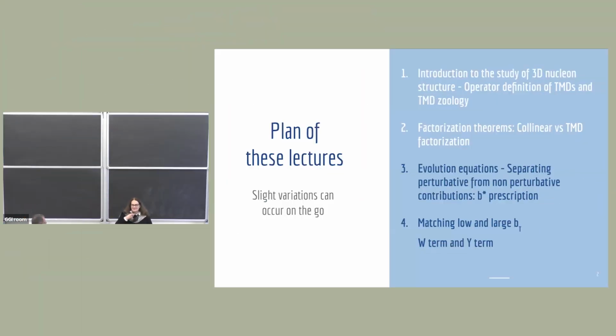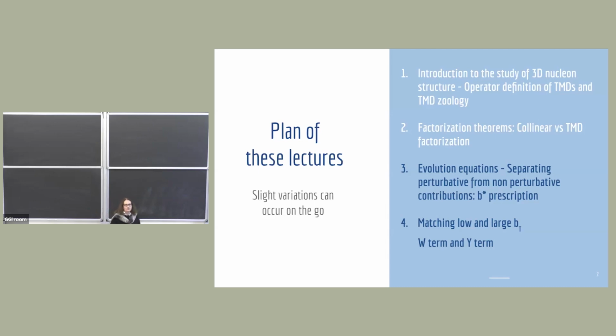Okay, welcome everyone to the last lecture of my little course. So today we are going to see something that we haven't discussed yet, which implies evolution equations. Evolution equation is another way of saying how do you separate out the perturbative from the non-perturbative part, and how do they depend, how do you compute the scale dependence, okay?